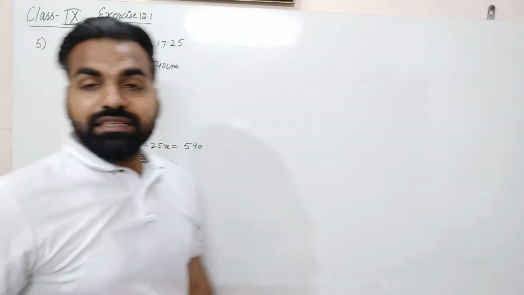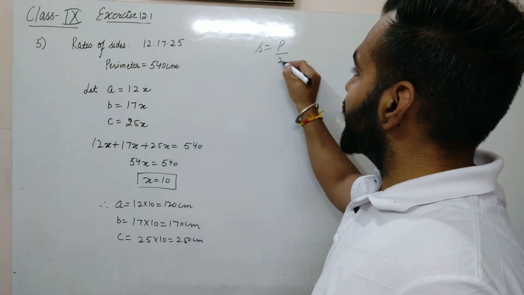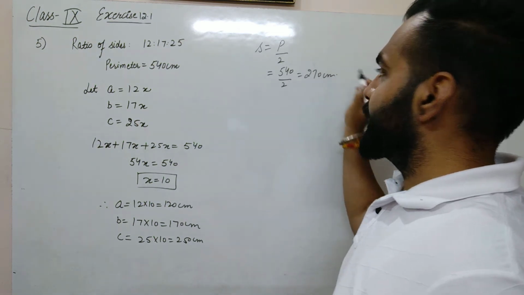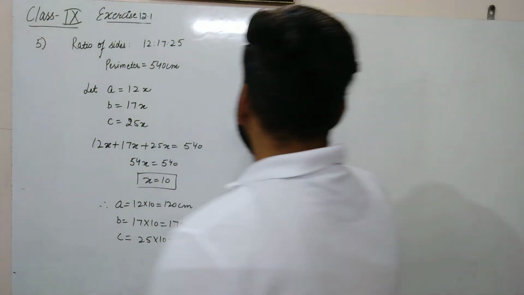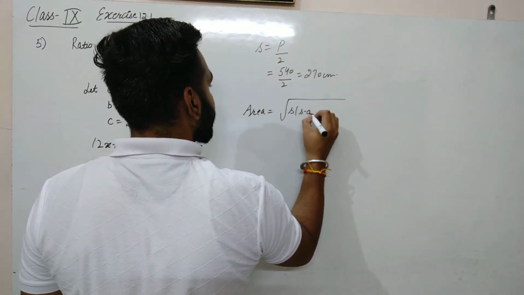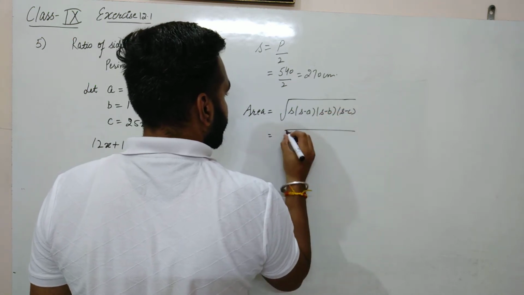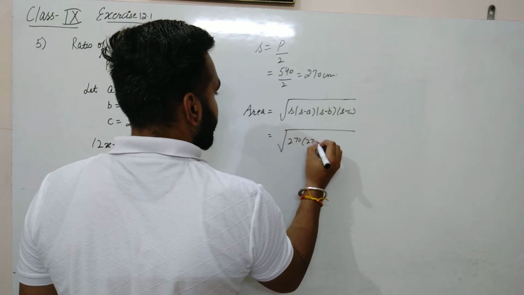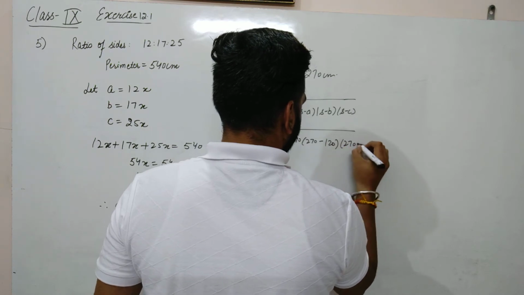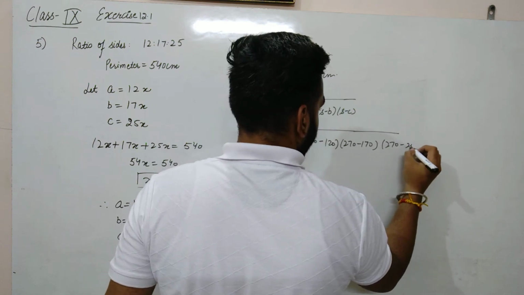So now all the three sides are known. We can find the area. First of all, semi-perimeter, perimeter by 2, 540 by 2, that is 270 centimeter. Now find the area. Area is equal to root of S into S minus A, S minus B, S minus C. 270 minus A, what is A? 120, 270 minus 170 and 270 minus 250.